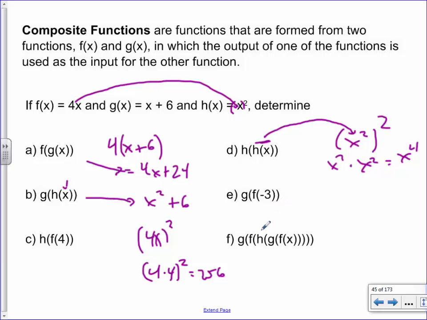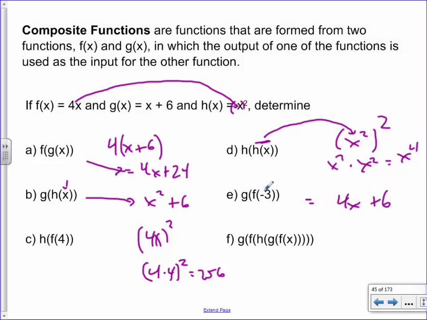Okay, so when we're done, make sure that we don't just leave x's there, but that we actually plug in a number. So I might recommend, let's start with f. So f's equation is 4x. And then around that 4x, I want to put that 4x inside of the g of x function. So the g of x function is supposed to be x plus 6. So it'll be 4x plus 6.